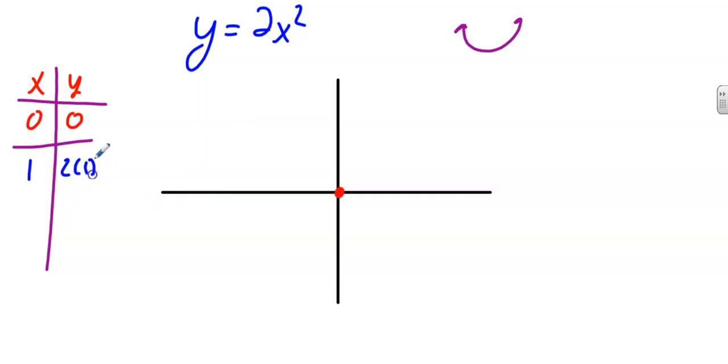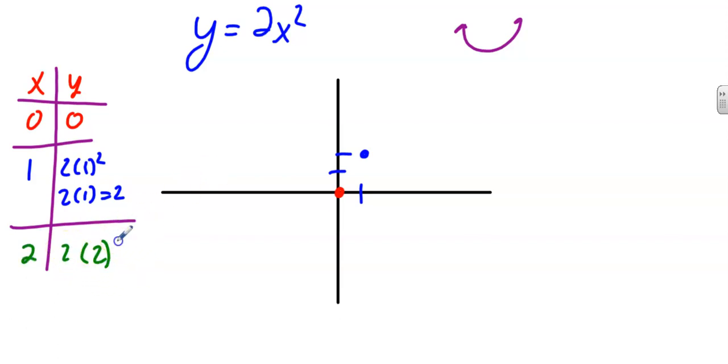That's 2 times 1 squared. 1 squared is 1, so that's 2 times 1, so that would be 2. So that ordered pair would be at 1, 2. Okay, and then plug in 2. That would be 2 times 2 squared. 2 squared is 4. 2 times 4 is 8. So this point would be at 2, 8, way up here.